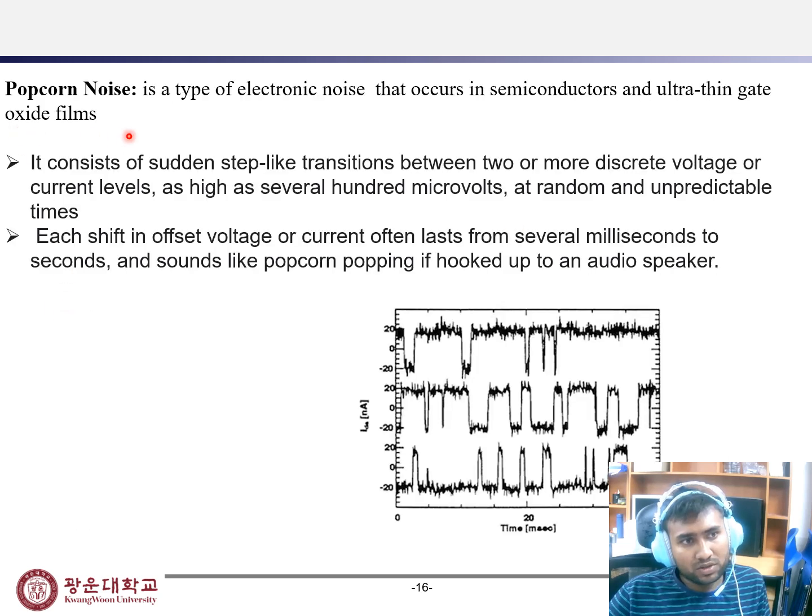Another is popcorn noise, a type of electronic noise that occurs in semiconductors and ultra-thin gate oxide films. It consists of sudden step-like transitions between two or more discrete voltage or current levels, as high as several hundred microvolts, at random and unpredictable times. Each shift in offset voltage or current often lasts from several microseconds to seconds and sounds like popcorn popping if hooked up to an audio speaker.